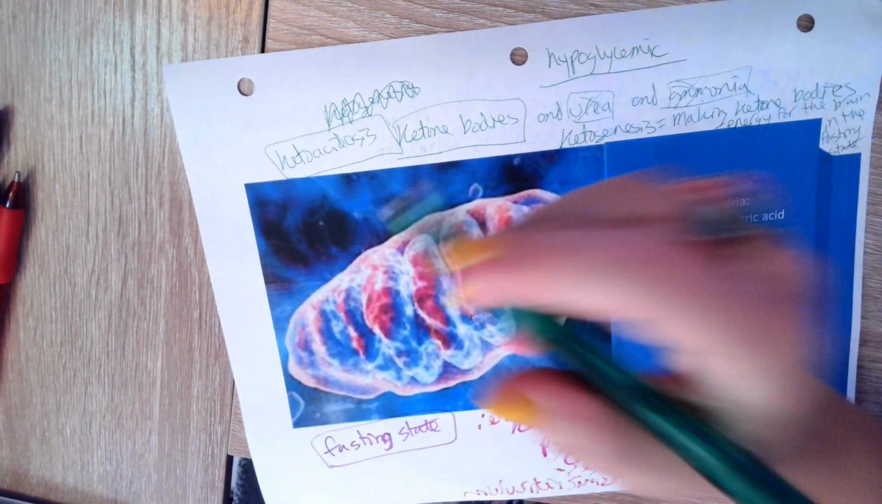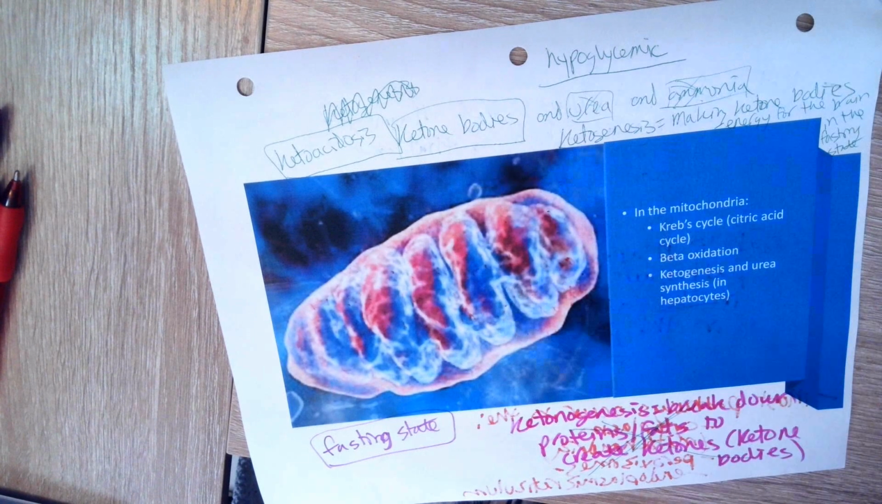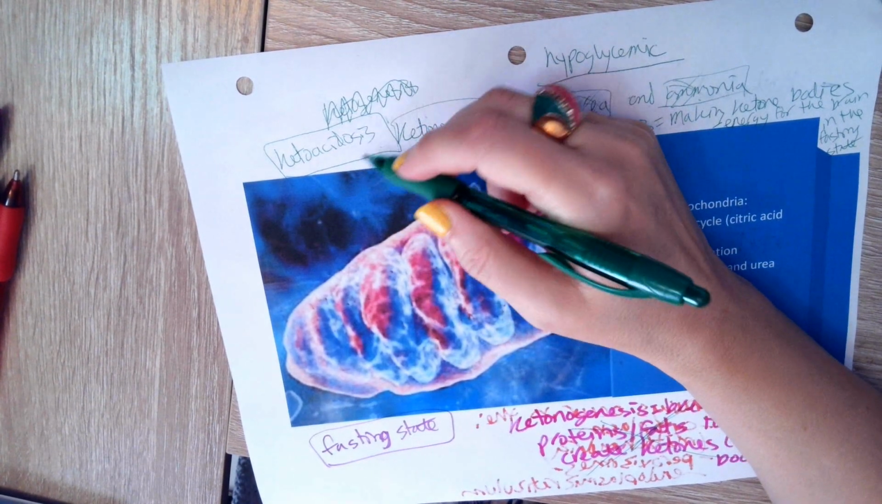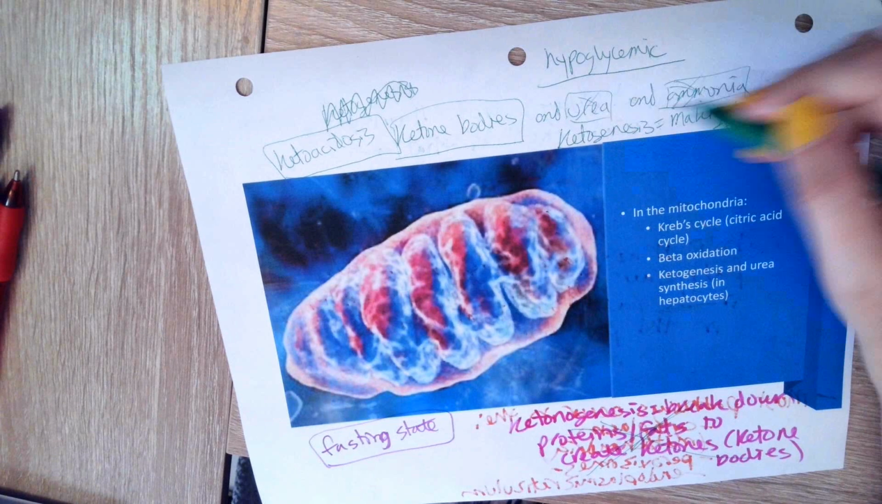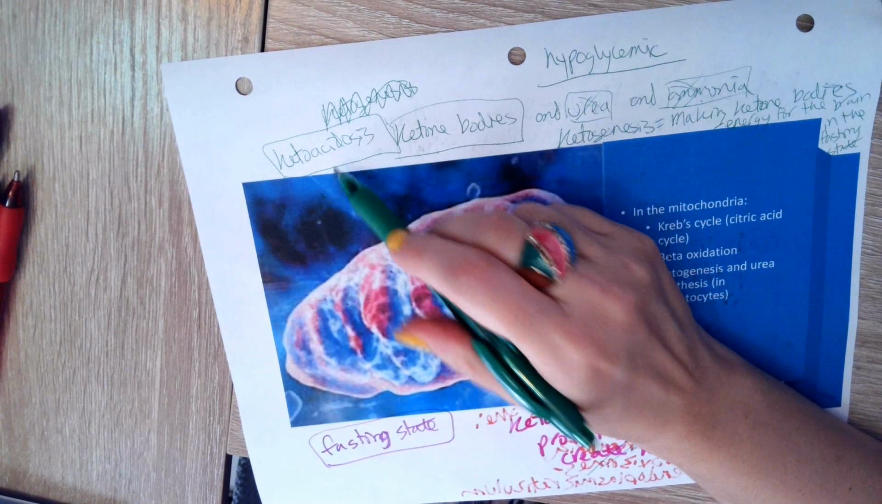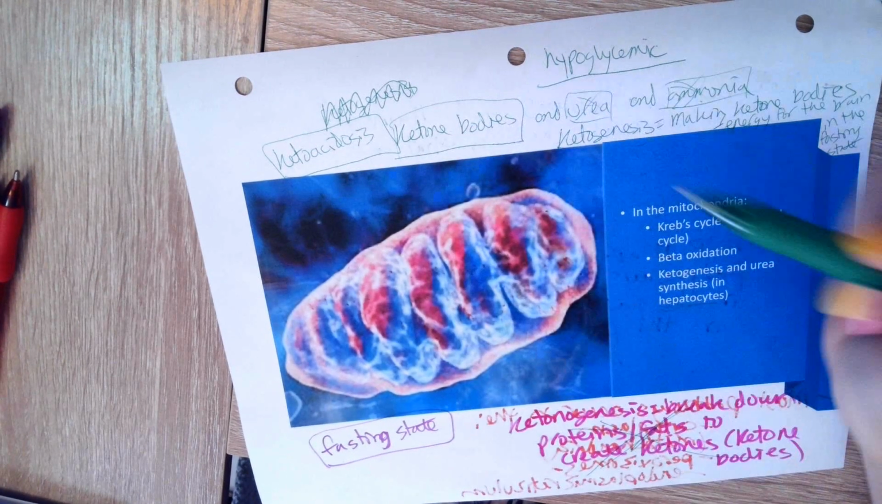Ketoacidosis is something that happens if you have too many ketone bodies. So if the fasting were to continue for too long, then you can end up with ketoacidosis, and that is not a good thing. You don't want to have your pH balance thrown off and be in an acidic state. So ketone bodies good, urea, ammonia not so good, ketoacidosis bad, right?